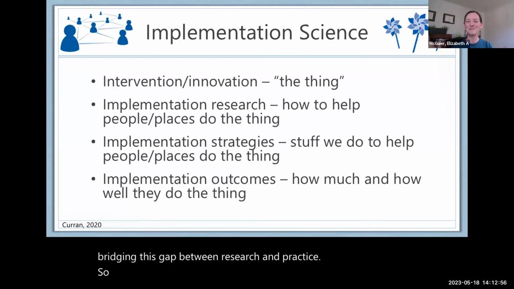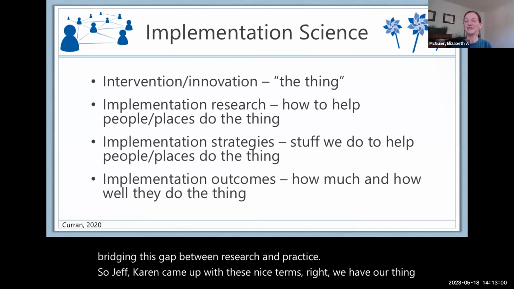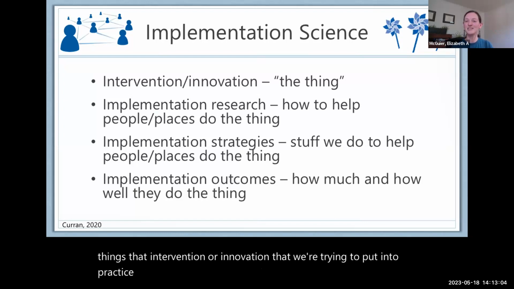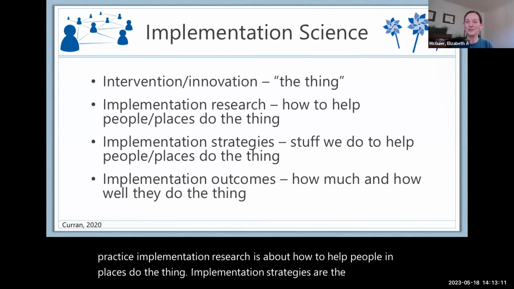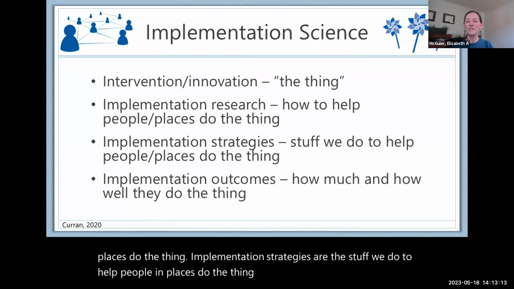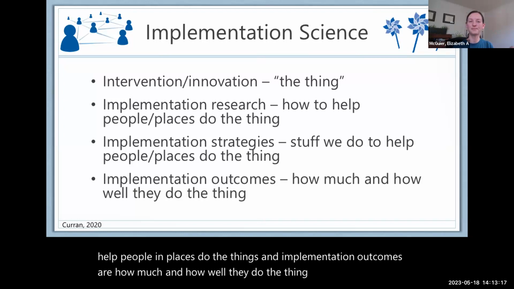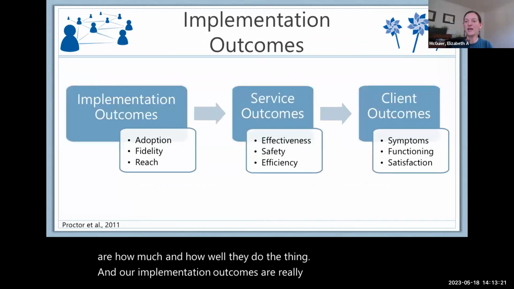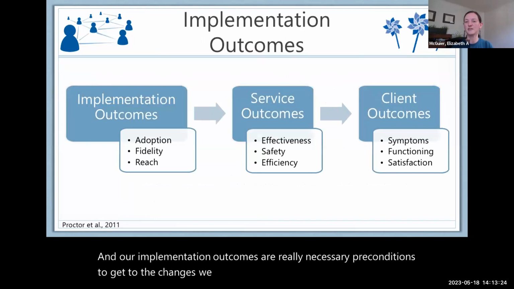So Jeff Curran came up with these nice terms, right? We have our thing, the intervention or innovation that we're trying to put into practice. Implementation research is about how to help people and places do the thing. Implementation strategies are the stuff we do to help people and places do the thing. And implementation outcomes are how much and how well they do the thing. And our implementation outcomes are really necessary preconditions to get to the changes we want to see in service outcomes and clinical outcomes.